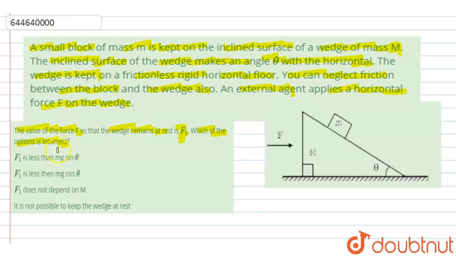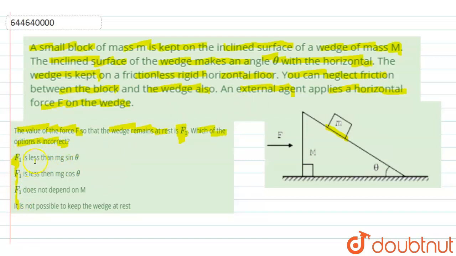So now let me explain the figure. We have a wedge on which a small block of mass small m is placed, and the wedge has an inclination of angle theta. The surface between the block and the wedge is smooth. Now an external agent is applying a horizontal force F, like this. The value of this force F is given to be F1 to keep the wedge at rest. Now we have to tell which of the following options is incorrect. So these are the given options.